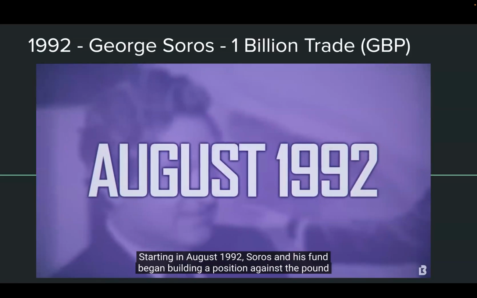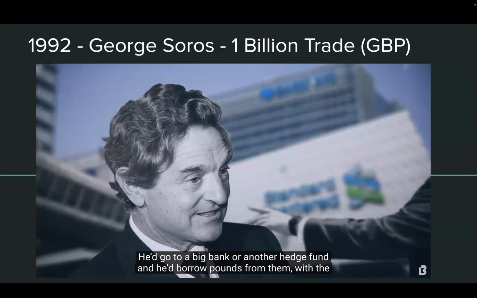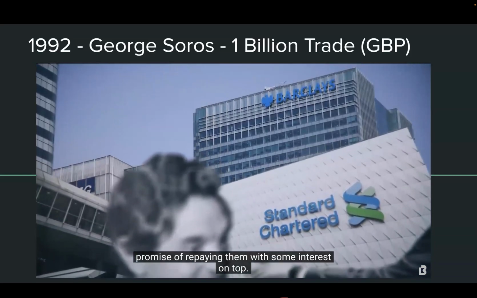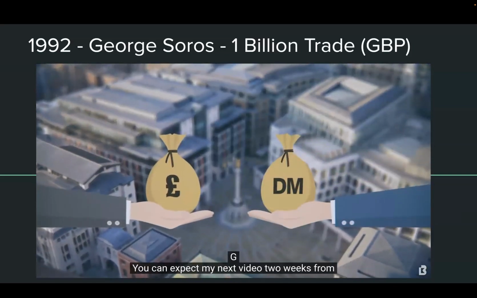Starting in August 1992, Soros and his fund began building a position against the pound, and here's how he did it. He'd go to a big bank or another hedge fund and he'd borrow pounds from them with the promise of repaying them with some interest on top. Then he'd go to the foreign exchange market and he'd sell those pounds to buy German marks instead.